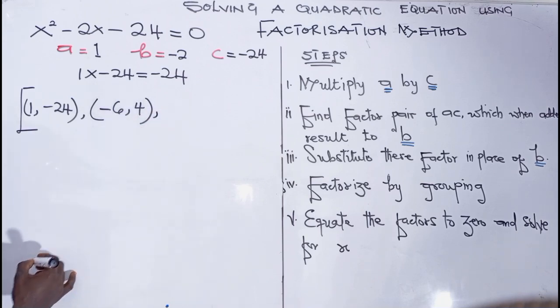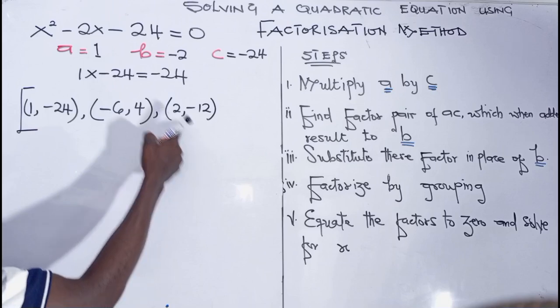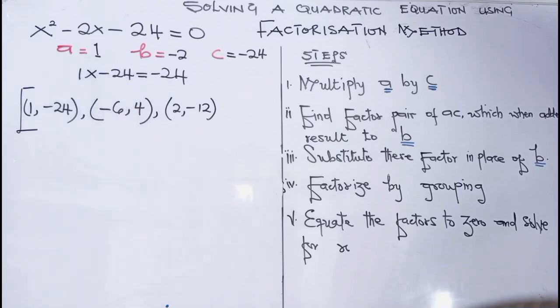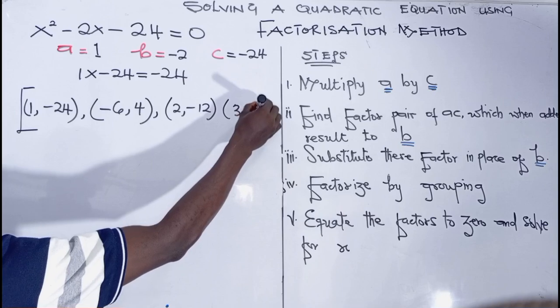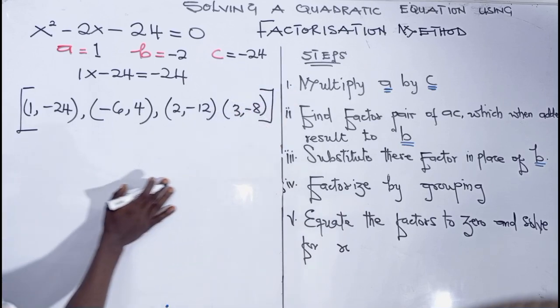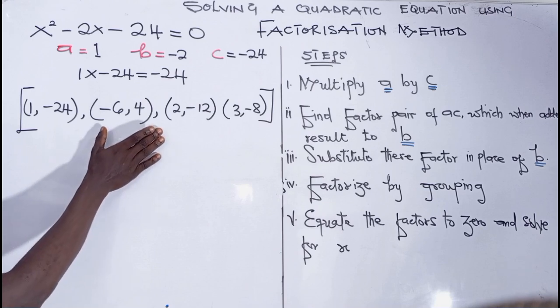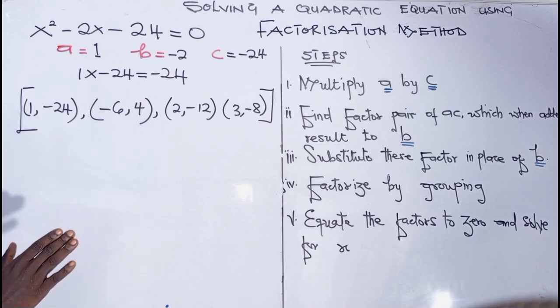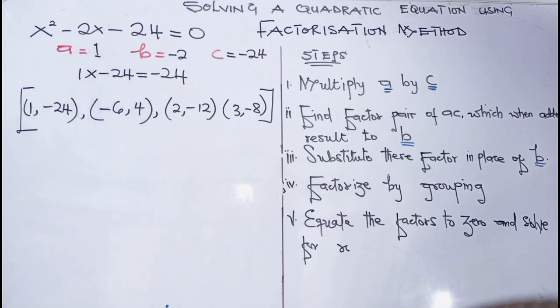We can also look at 2 and then minus 12. It is still going to give us minus 24. And then we can talk of 3 and then what? Minus 8. We are still going to get what? Minus 24. Now once we find this factor pair, we look through to see which one of them when added will give us the coefficient of what? X, which is minus 2.